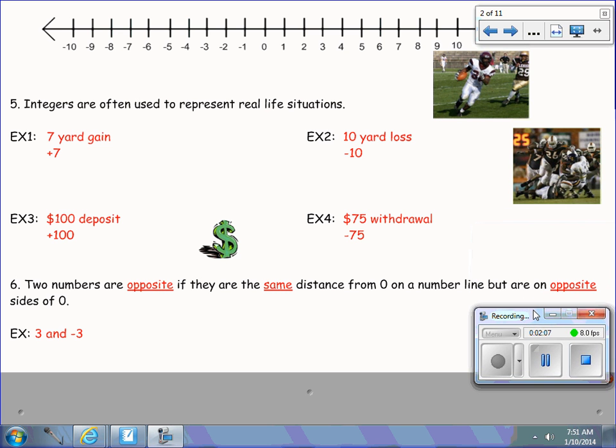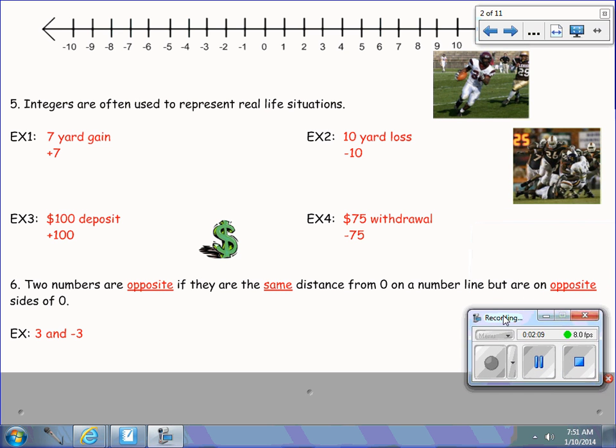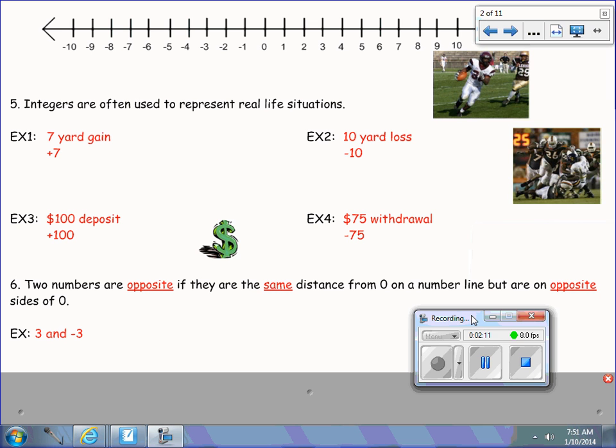Two numbers are opposite if they are the same distance from zero on a number line, but are on opposite sides of zero. In example 3, the opposite of 3 is -3. Two numbers are opposite if they are on opposite sides of zero.